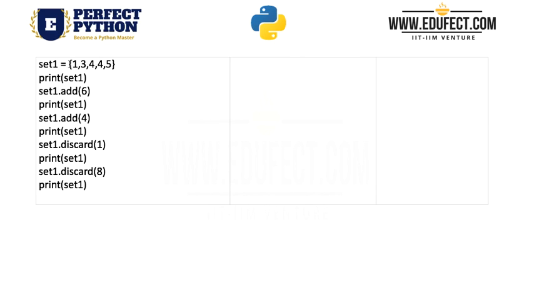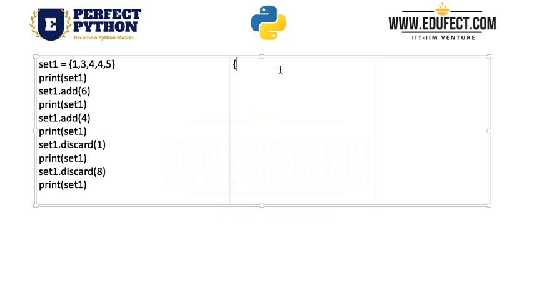So here we have set1 is equal to 1, 3, 4, 4, 5. So when we print set1, what will happen? It will print the set which is 1, 3, 4, 5, unique elements. So remember, a set has unique elements, so one of the 4s gets discarded. Now we are saying set1.add(6). So what does add do? Add will add another element to the set if it did not exist before. So is 6 in the set? No. So once we add it and print it, what will get printed is 1, 3, 4, 5, and 6.